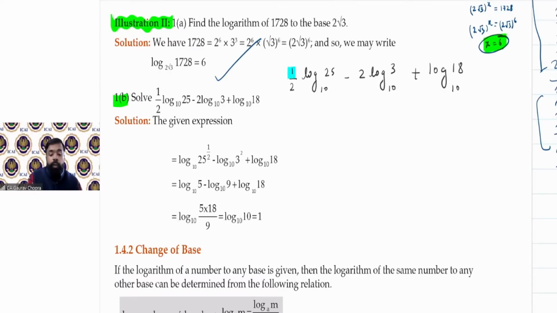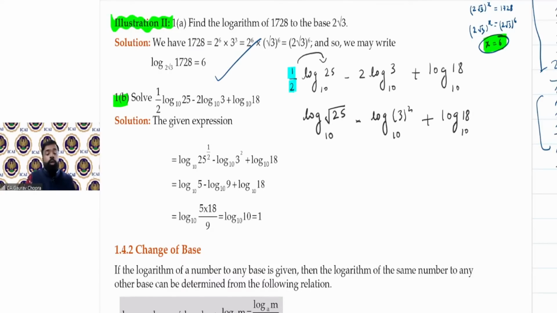Now, this 1 by 2 is coming before the logarithm. So we can send this half in the power of 25. So 1 by 2 will go in the power, and it will become log 25 to the power of half. Power half means you can say root. Log of root 25 base 10 minus 2 log 3. This 2 will also go in the power. So log of 3 square base 10 and then plus log of 18 base 10.